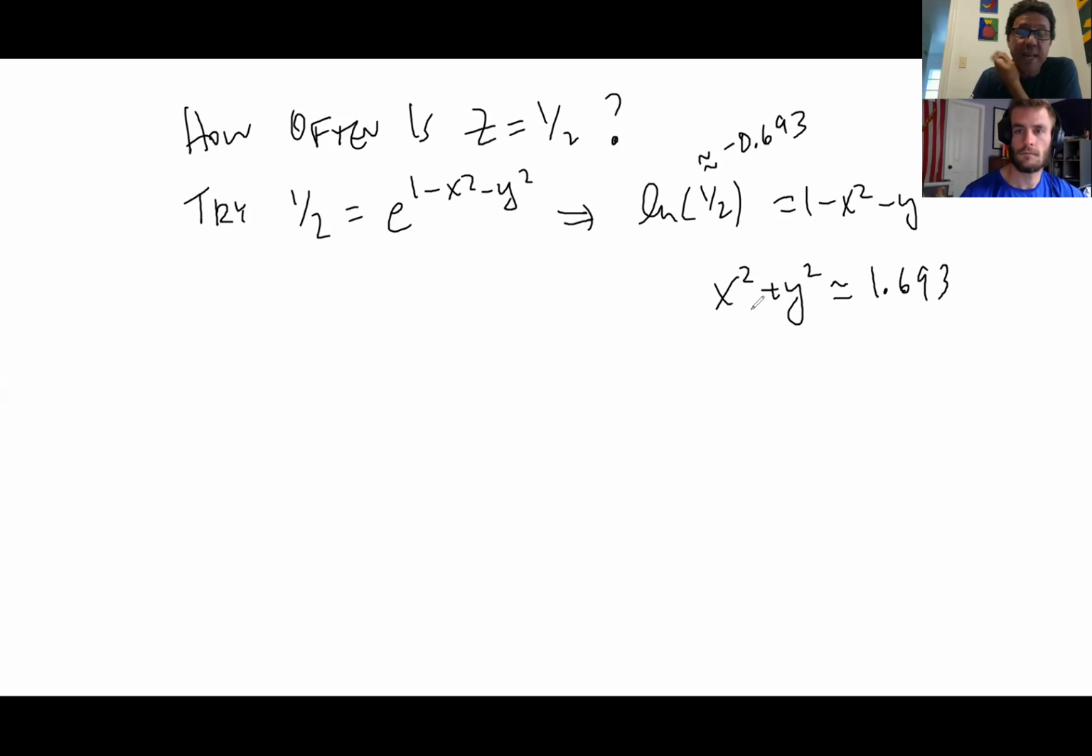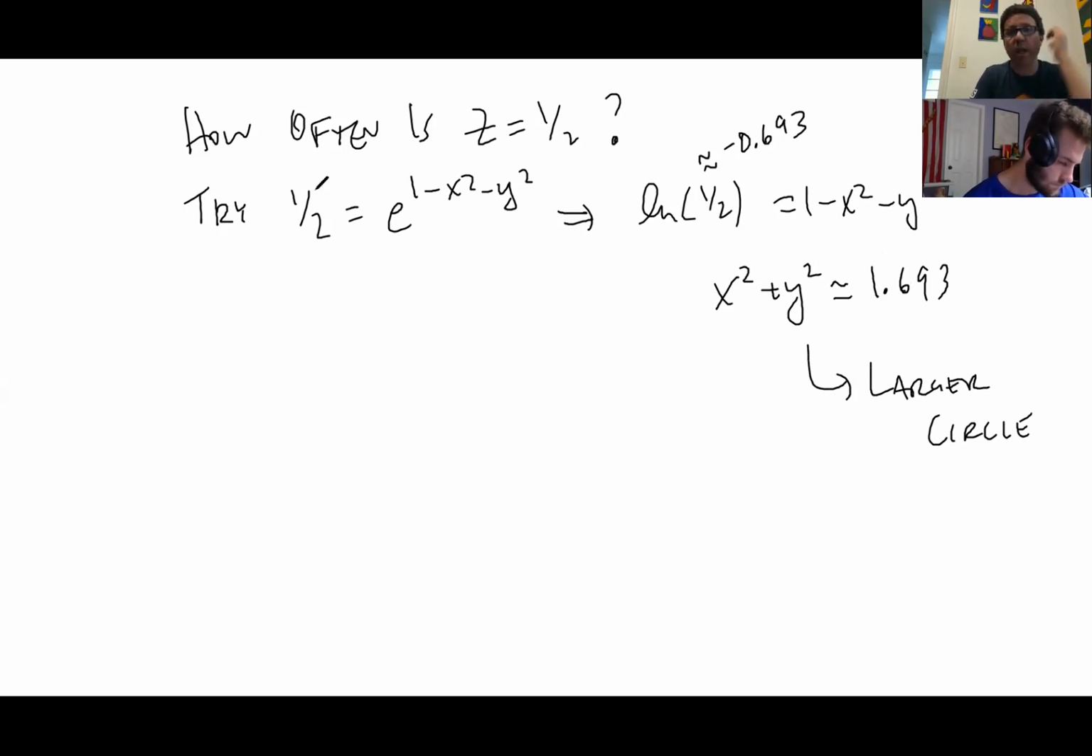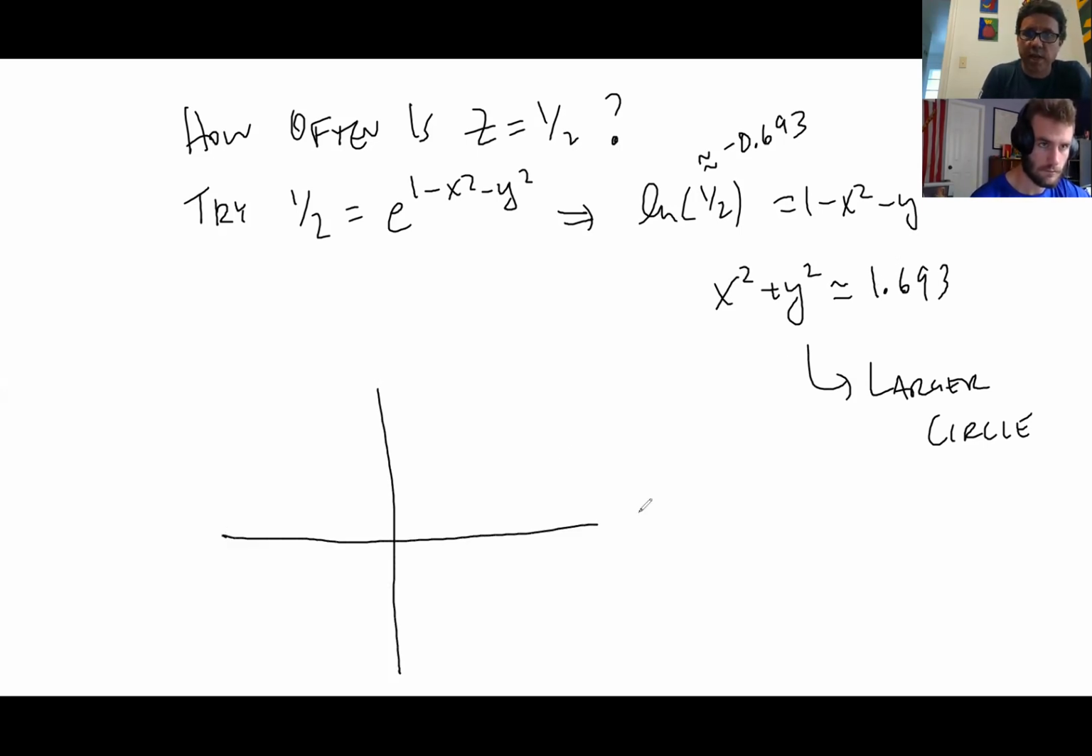Now, any point x, y, if I plug in x and y and get 1.693, or really 1 plus the log of a half, if I stick it in, I'll get z equals a half. And that's also a circle, it's just a larger circle. So the level curve for level a half is a larger circle in the xy plane. So if I put these things together here, you probably have seen this in a surveying class, or if you've done any sort of mountaineering or map reading, then it'll look like this.